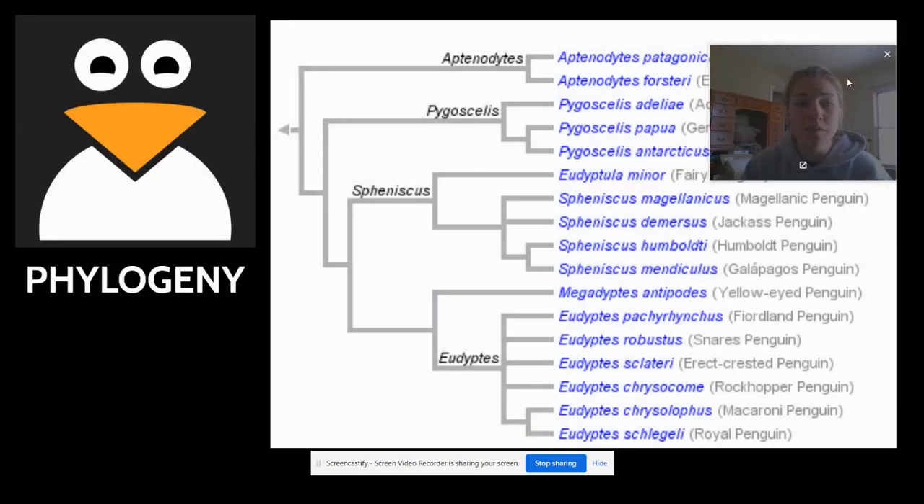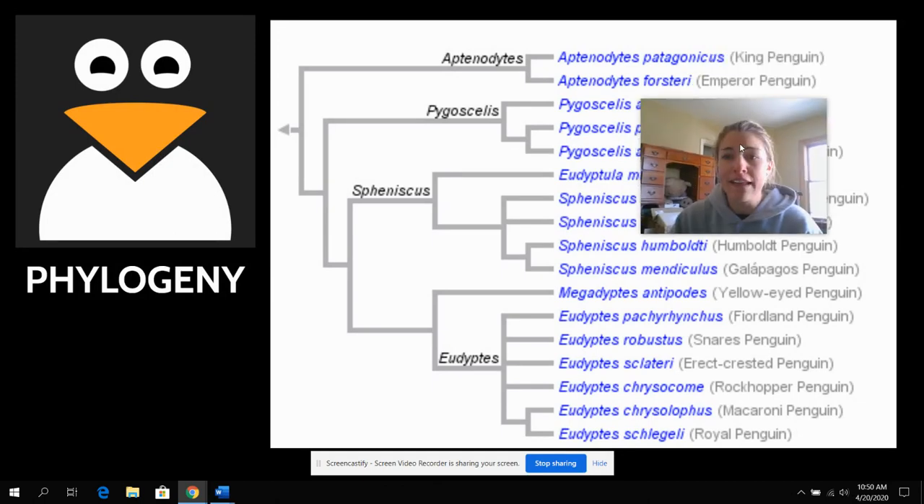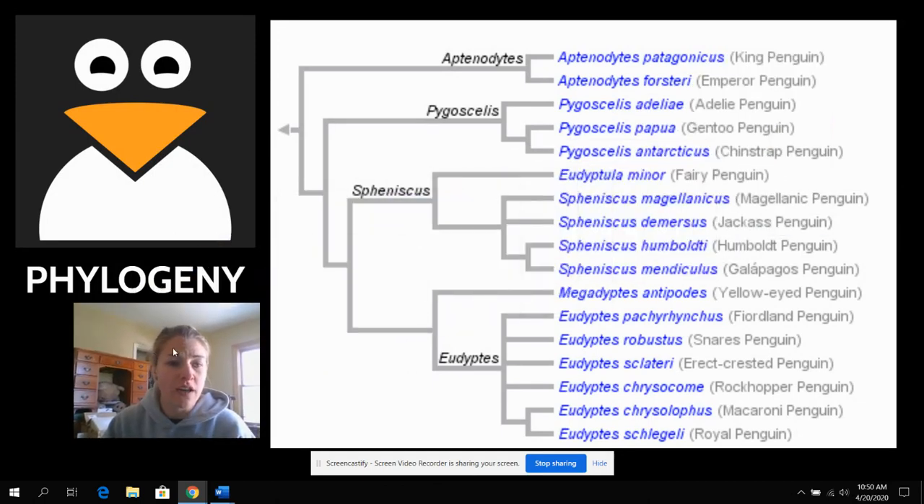All right, so the next one we have is our phylogeny. Moving myself over here, we're looking at the phylogeny. With this, we have a couple of the different genera of our penguins, and then we can see where they branched off.